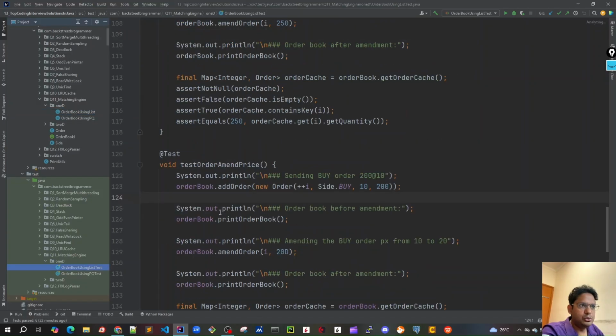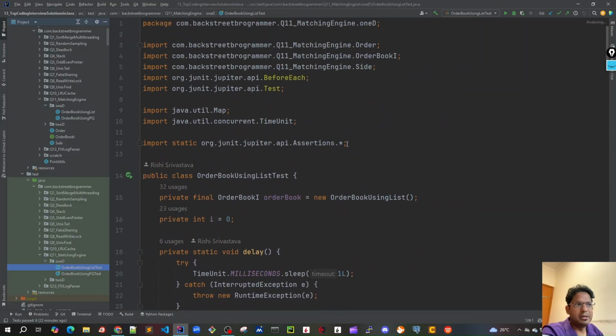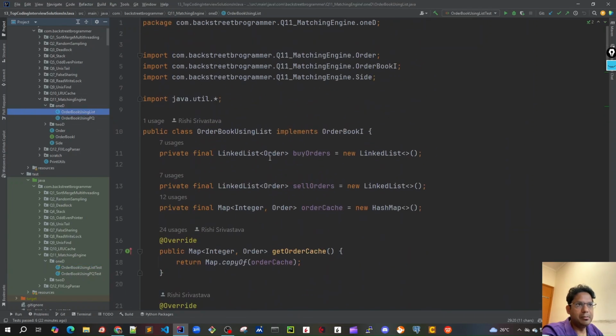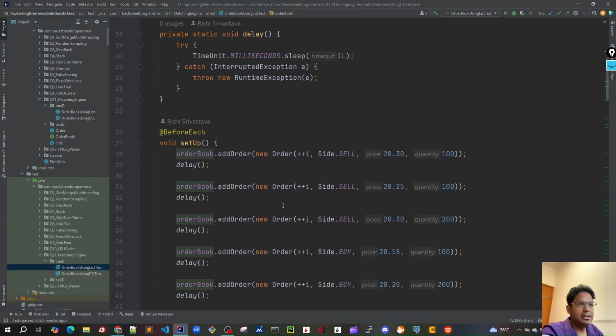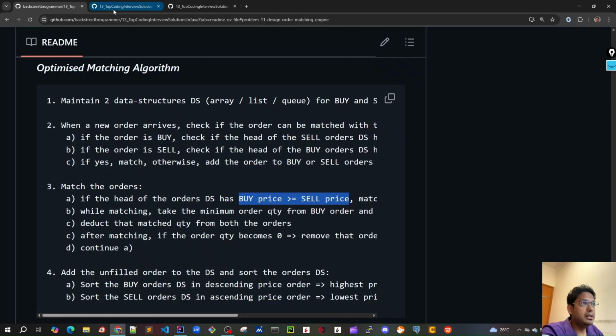So I also created test cases, similar to the ones we did before. I'll just go through them quickly. Here we are going to use our order book using a list, which is our first implementation using the linked list. And these are the test cases. For the test cases, I'm creating this order book, and then I'm mimicking the same type of data structure on the order sequence that I have created here. So let me show you once quickly.